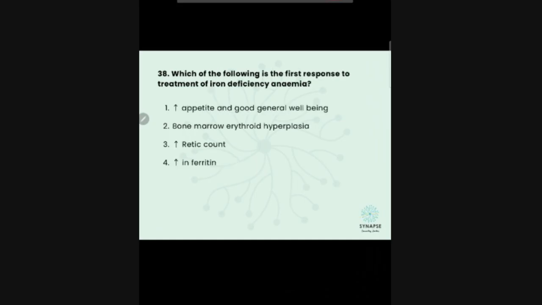Okay. Next, which of the following is the first response to the treatment of iron deficiency anemia? So how do we treat iron deficiency anemia? We treat with iron. We give a dose of 3 to 6 mg per kg per day, or 4 to 6 mg per kg per day. Normally we keep it at 4 mg per kg per day nowadays. So iron is the treatment dose. Whenever I give iron, within 24 to 48 hours my first change will be an increase in enzyme levels, the iron-containing enzymes like cytochromes. So what happens is that appetite increases and generalized well-being will increase.